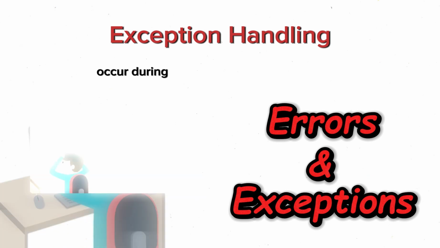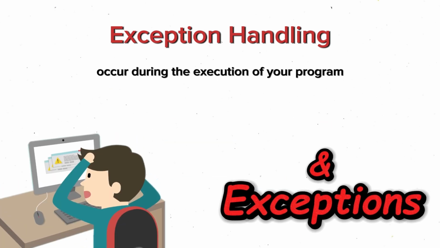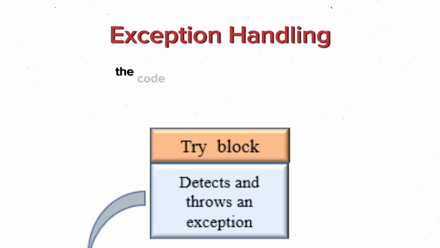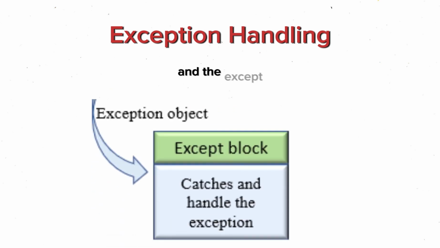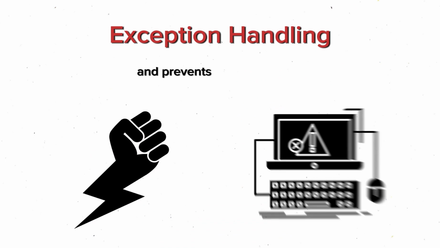Exception handling. Exception handling in Python allows you to handle errors and exceptions that may occur during the execution of your program. You can use the try except block to catch and handle specific exceptions. The try block contains the code that may raise an exception, and the except block contains the code to handle the exception. This helps in making your program more robust and prevents it from crashing.